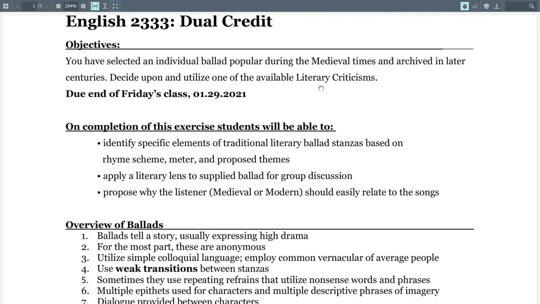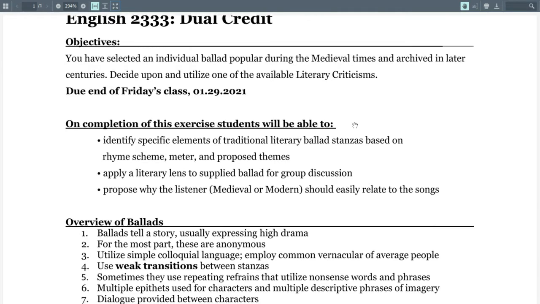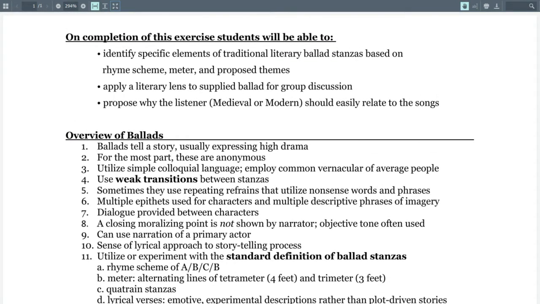You are, to be sure, to have selected a literary lens. Now, the whole point of this exercise is to help you identify specific elements from the traditional literary ballad. Okay, these are based on rhyme scheme, meter, and proposed themes. We have discussed rhyme scheme and meter previously this week, so if you want to review that in the back video, that'd be a good idea. Of course, over the weekend, if you attempt to start writing this and you have questions, I will be available for commentary.